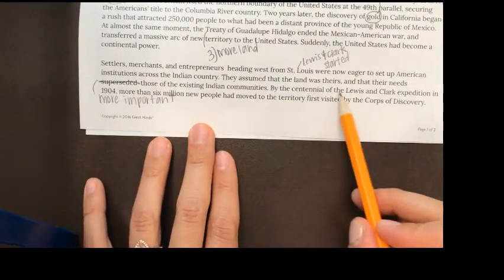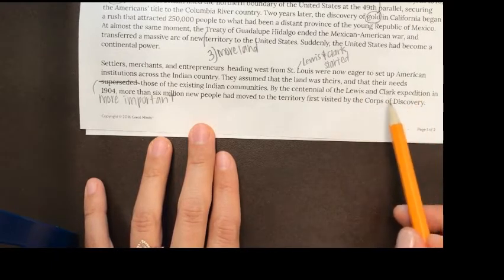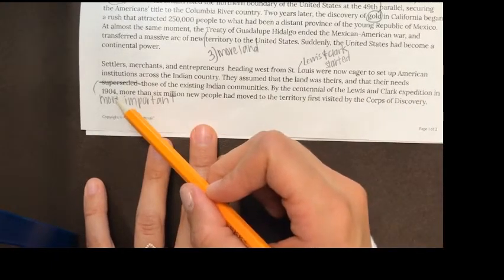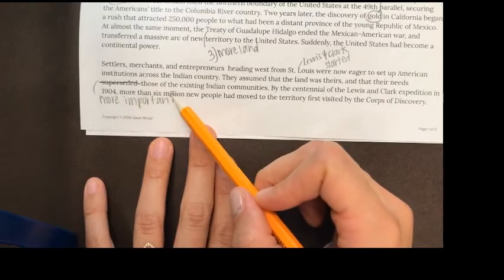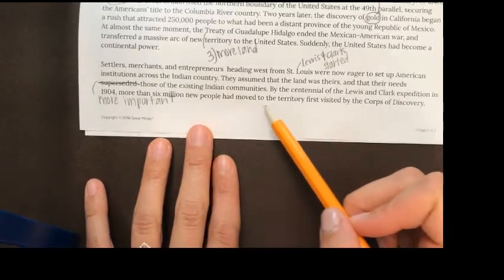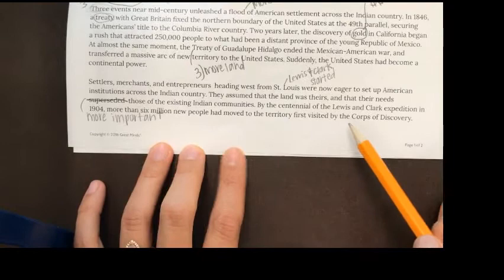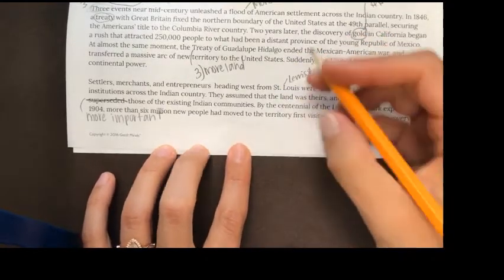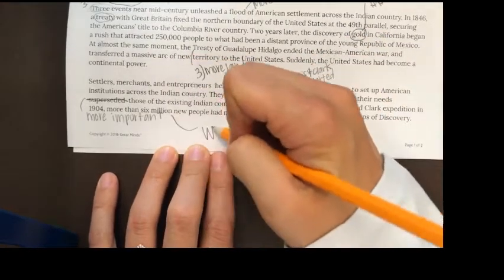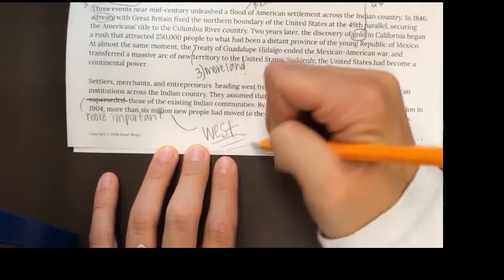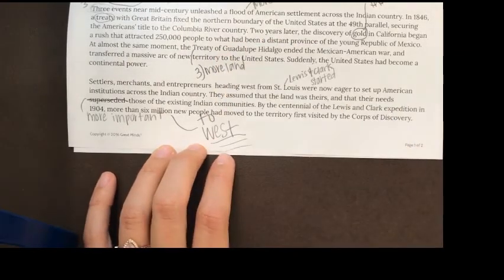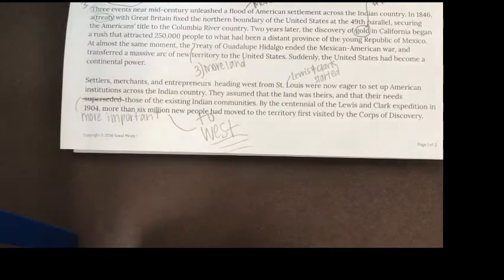By the centennial of the Lewis and Clark expedition in 1904, more than 6 million new people moved to the territory visited by the Corps of Discovery. So over 6 million people moved to the West.